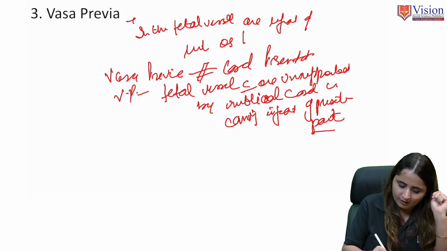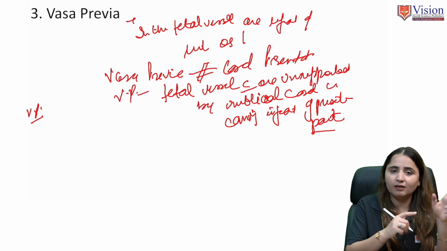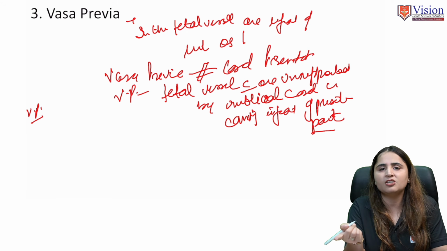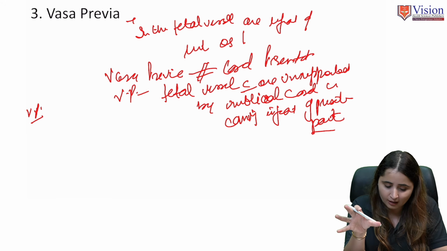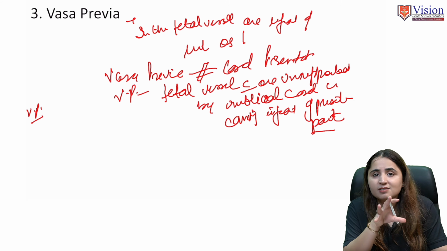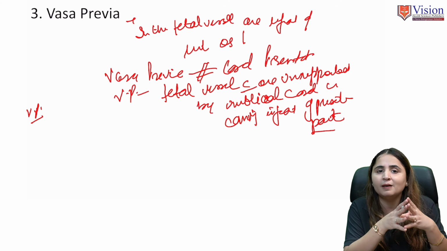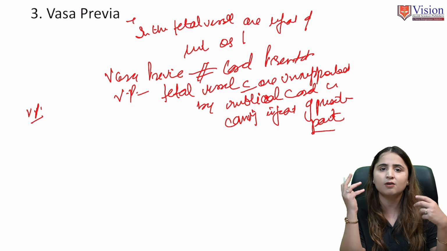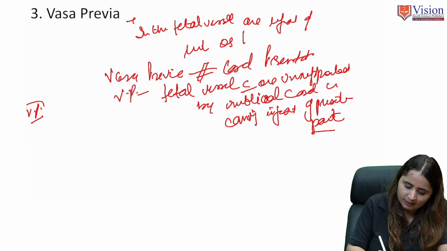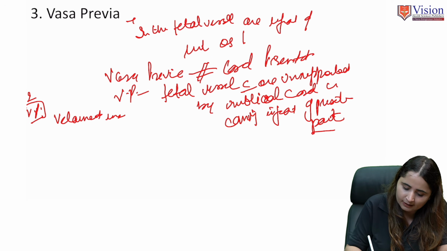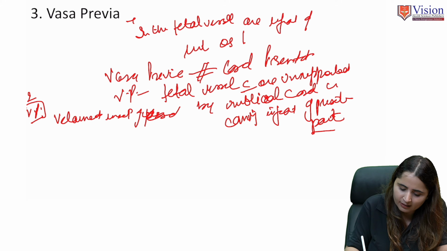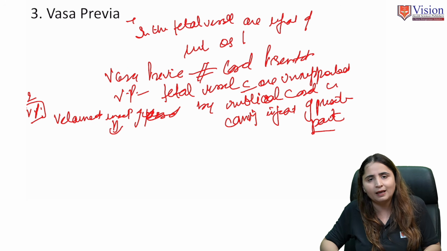See, vasa previa, as I have told you, is one of the complications of velamentous insertion. So if there is velamentous insertion of the umbilical cord and vasa previa happens, it will lead to serious consequences. In vasa previa, in case of velamentous insertion of placenta, what is velamentous insertion of umbilical cord?